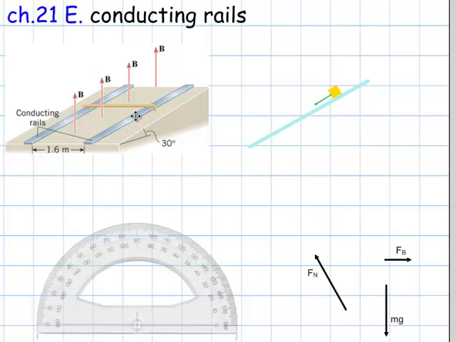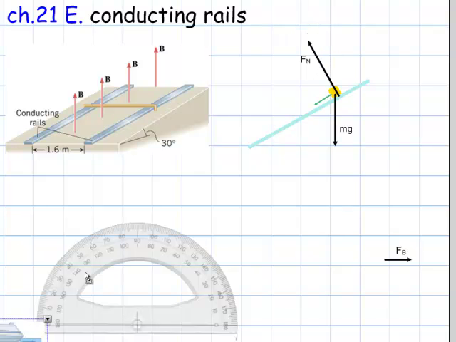Okay, let's see what kind of forces we have acting on this. Of course, gravity tries to pull it down. Then there's the normal or support force that is always perpendicular to the surface. And then we have to look at what kind of magnetic force is acting on this aluminum bar that is sliding down.